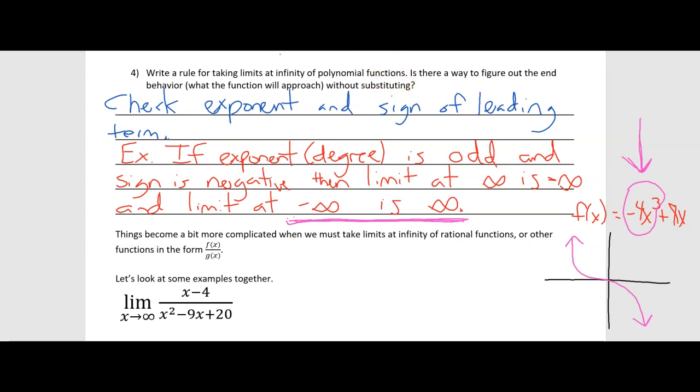So when we come back for our next video, we are going to get into looking at the end behavior and limits at infinity of rational functions. They're a little bit trickier because they're not as straightforward as polynomials. You've got a quotient going on, but we will dive into them shortly.